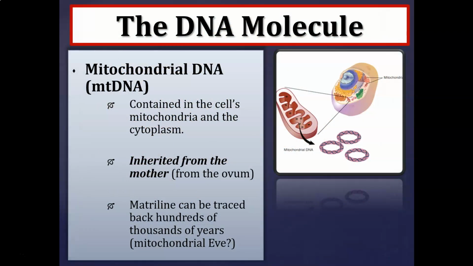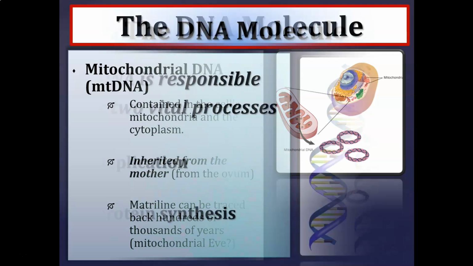All right, and then the other type of DNA is called mitochondrial DNA. You might see it abbreviated as mtDNA. So mitochondrial DNA is unique because it's inherited exclusively from the mother. So if you're reading a DNA study and they're interested in tracing down the matriline, or mother to grandmother to great-grandmother, so on and so forth, the matriline can be traced back hundreds of thousands of years, and that search for that mitochondrial Eve, or it's a way of tracing your maternal lineage.